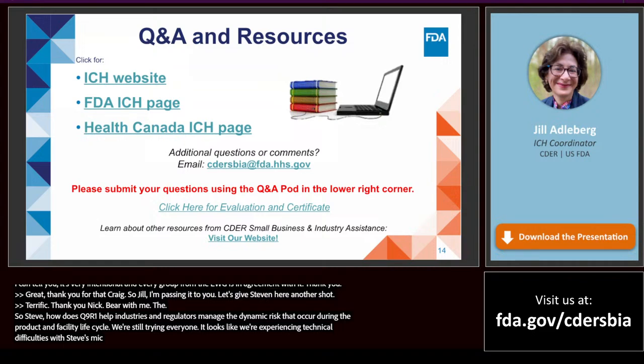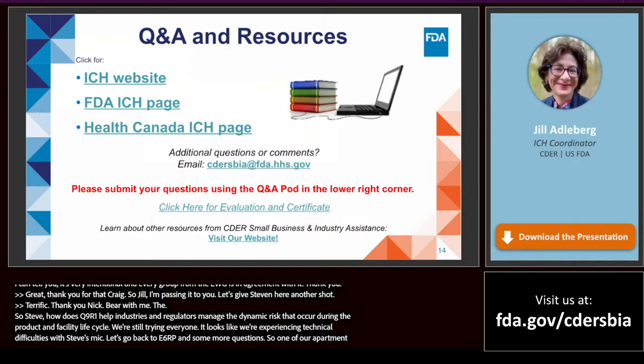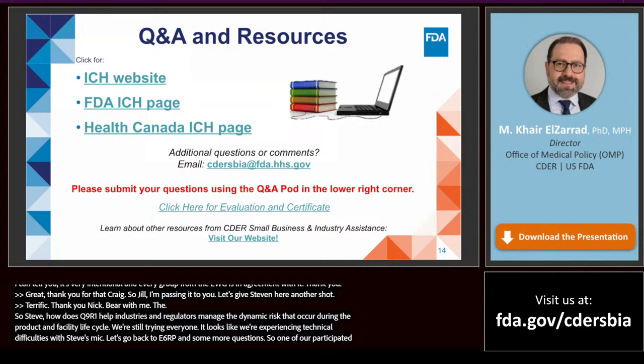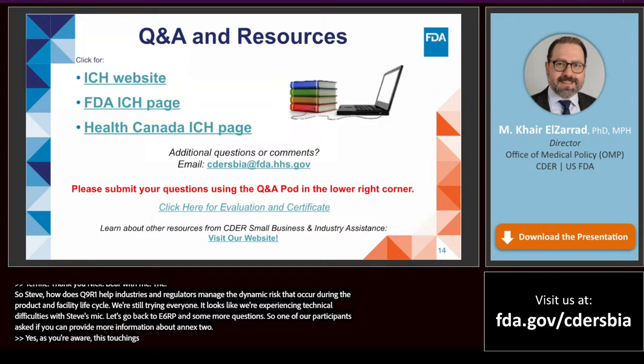So let's go back to E6R3 and some more questions for Keire. Keire, one of our participants asked if you could provide a little bit more information about plans for Annex 2. Yes, absolutely. As all of you are aware now, Annex 2 touches on design such as the use of decentralized elements, pragmatic elements, and the use of real-world data, specifically in the context of interventional clinical trials.